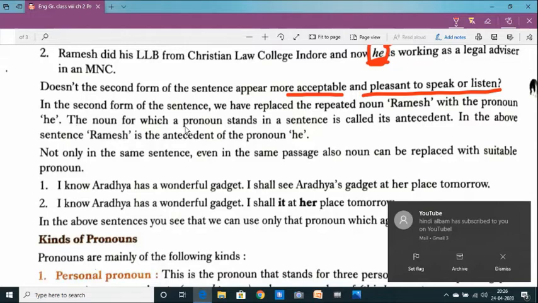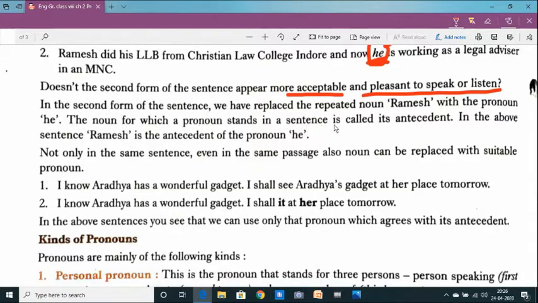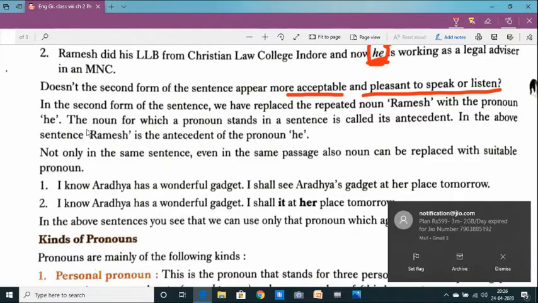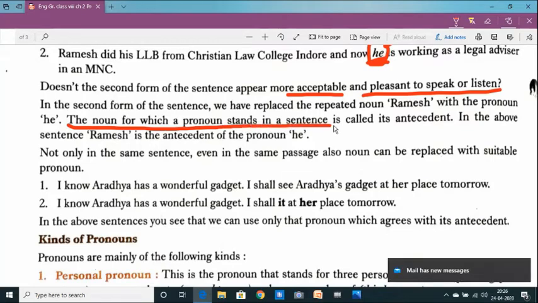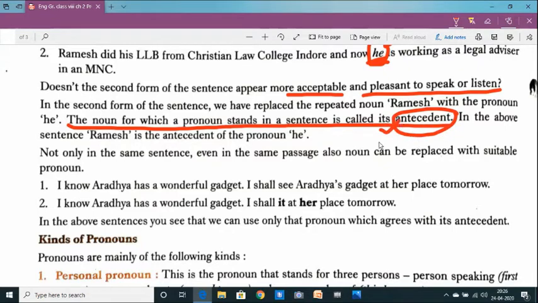The noun for which a pronoun stands in a sentence is called its antecedent. Remember, the noun for which a pronoun stands in a sentence is called its antecedent. Many times such a word is used and you fail to understand what an antecedent is. In the above sentence, Ramesh is the antecedent of the pronoun he.